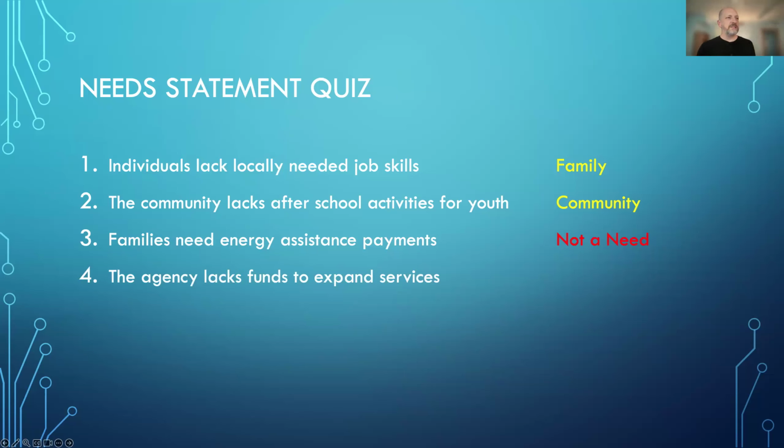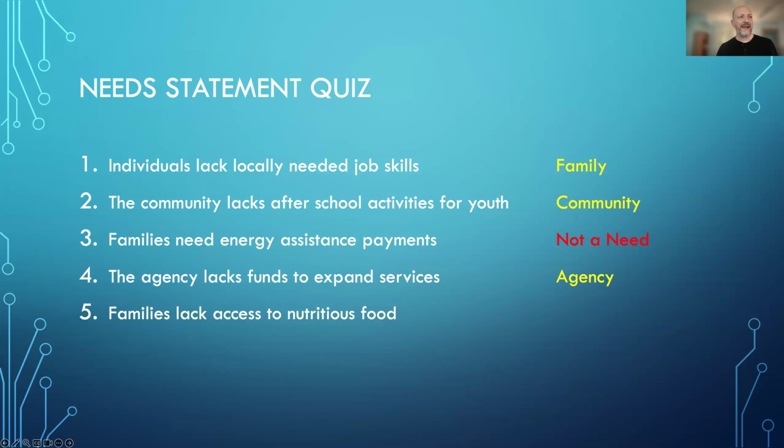All right. Number four, the agency lacks funds to expand services. Is that a family, community, or agency level need? Agency. Can't be fooled. There's agency. Number five, families lack access to nutritious food. Is that a family, community, or agency level need? Oh, wow, we got a sharp group. I'm seeing community already. And yes, that is totally true.